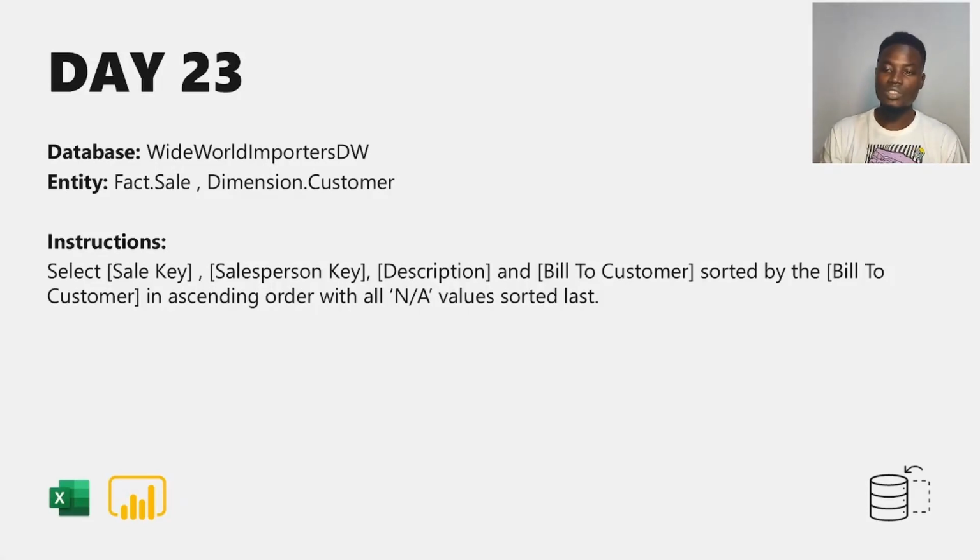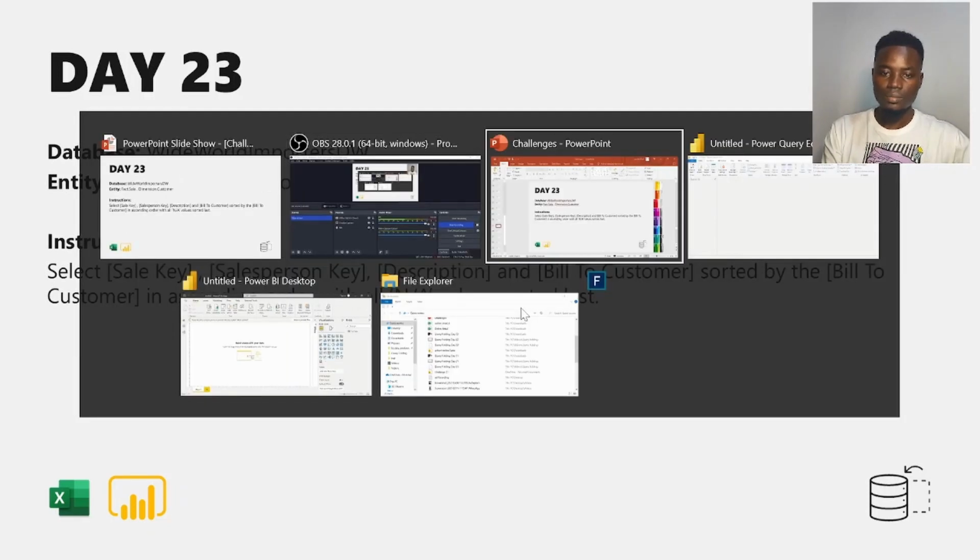For today's challenge, you are instructed to select sale key, salesperson key, description, and bill to customer, sorted by the bill to customer in ascending order with all NA values sorted last. We'll be using the fact sale and dimension customer tables from the Wide World Importers database. So let's head over to Power BI.